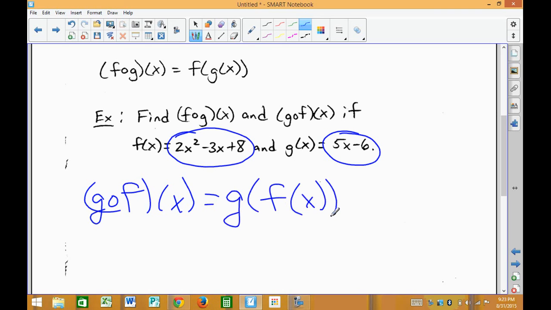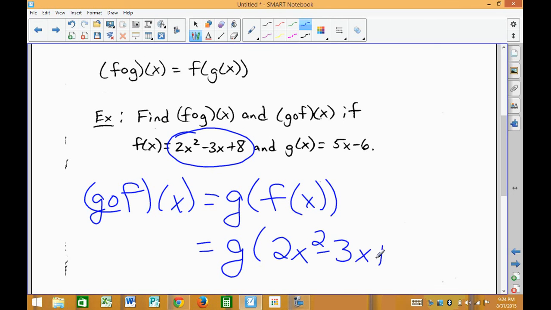So instead of g of x being on the inside, the second letter, f of x, will be on the inside. So where is f of x? Well, f of x is what I have here in blue. So I'm going to replace it with what f of x is equal to: 2x squared minus 3x plus 8.